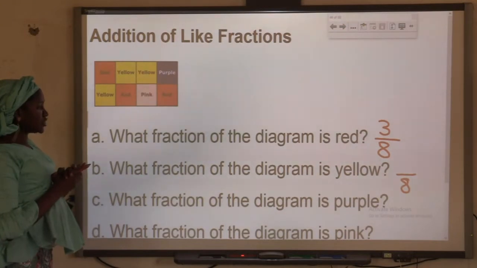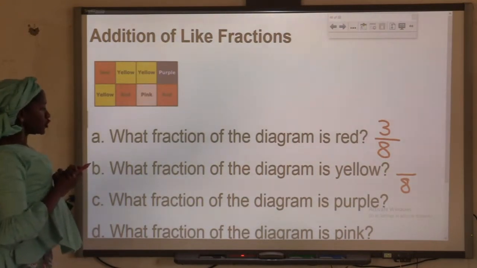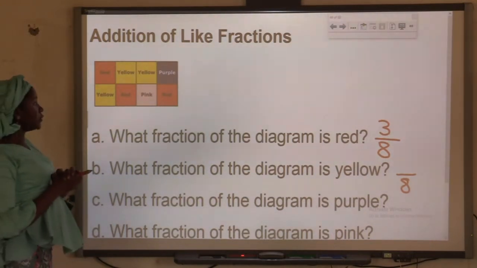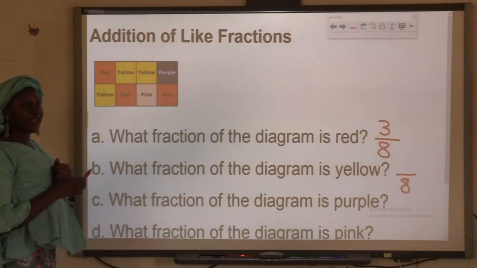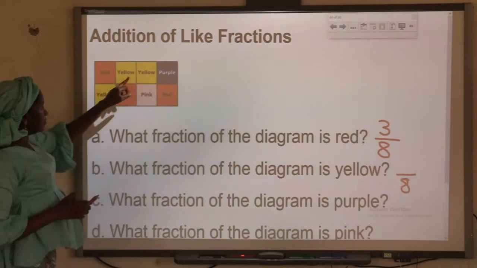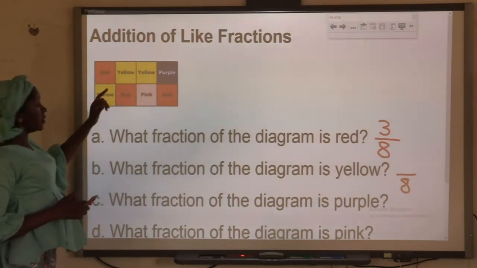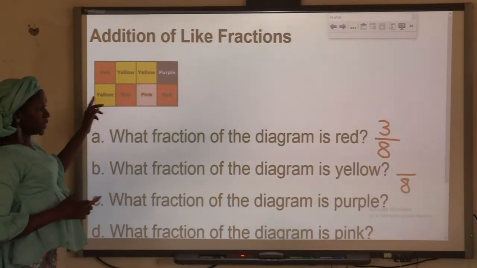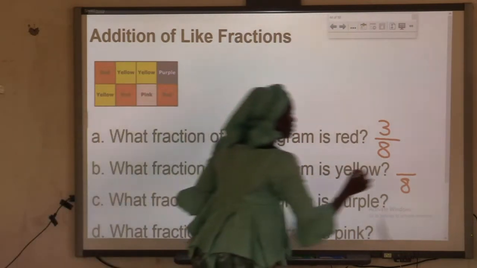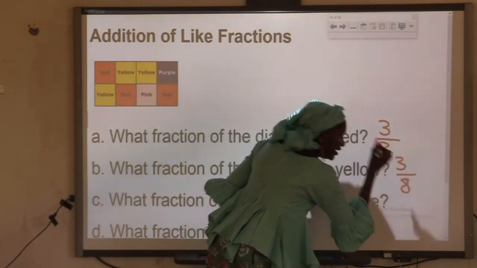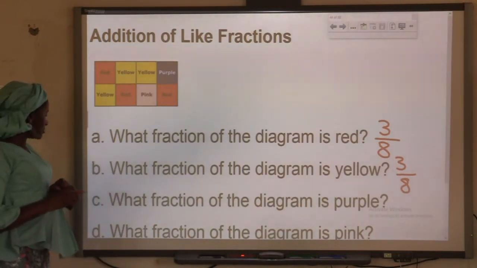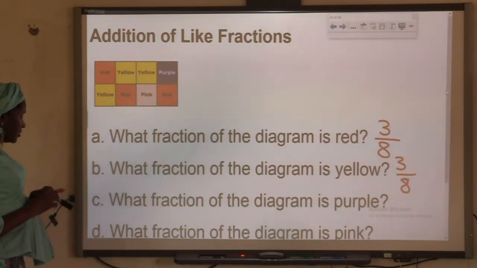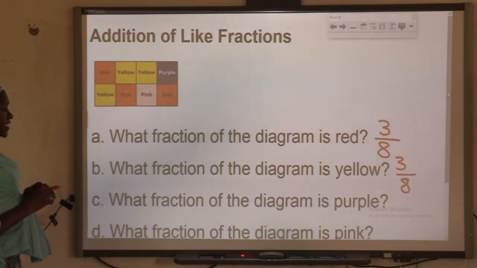So our numerator says, what fraction of the diagram is yellow? Now we are going to count how many yellow portions are there. That is 1, 2, 3. So question B, we have 3 eighths as our answer. Question C, what fraction of the diagram is purple?